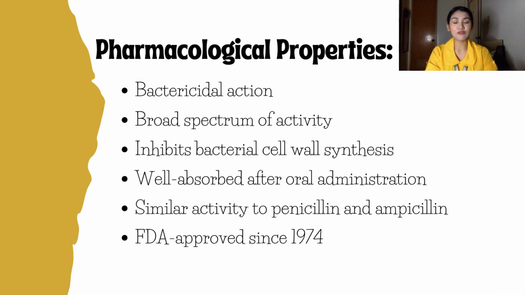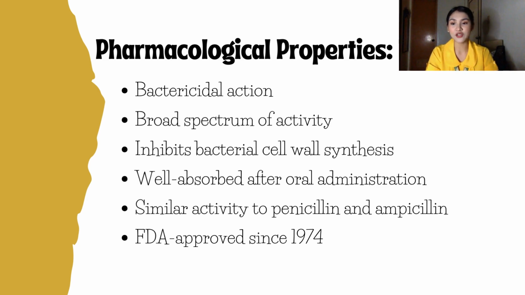Now we'll dive into the pharmacological properties of amoxicillin. First, it has a bactericidal action. Amoxicillin directly kills bacteria rather than just slowing their growth. And also, it has a broad spectrum of activity, so it can combat a wide range of bacteria, including both gram-positive and gram-negative types. It also inhibits bacterial cell wall synthesis. It disrupts the production of the bacterial cell wall, which weakens the structure and ultimately leads to bacterial death.